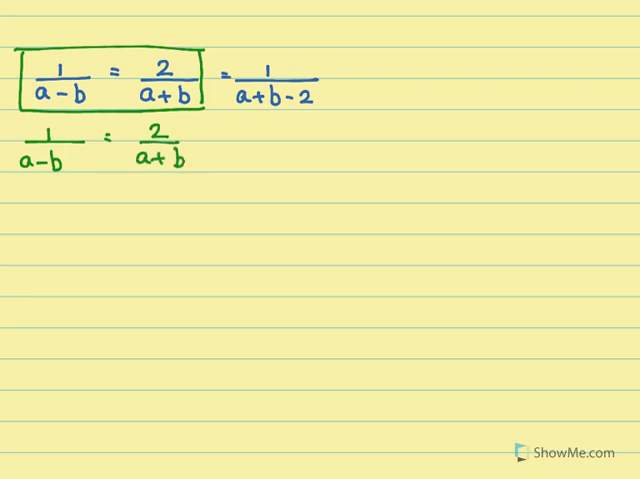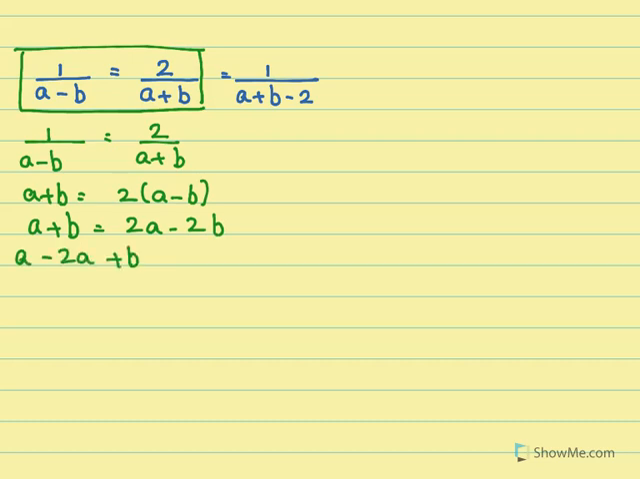On cross multiplying, I will get a plus b equal to 2a minus b. On opening the bracket, I get a plus b equal to 2a minus 2b. Bring all the a terms together, a minus 2a, the b terms together, b plus 2b equals 0. So I have minus a plus 3b equals 0. I'll put this as equation 3.